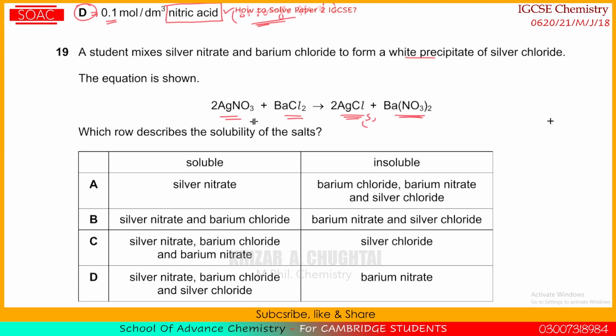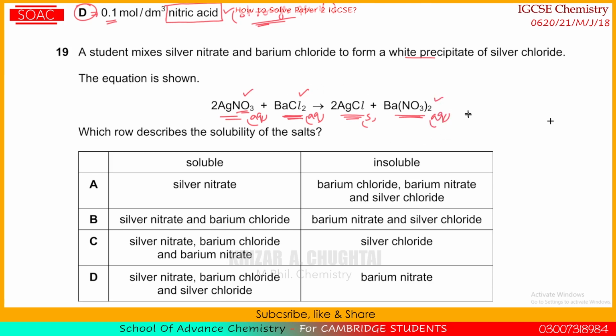First of all, I'm going to mark the state symbols according to their solubility. All nitrates are water soluble, so I'm writing aqueous over here. Barium chloride, all chlorides are water soluble except silver and lead, as far as the IGCSE syllabus is concerned. So I am writing aqueous over here. It is soluble. AgCl is insoluble. Again, barium nitrate: all nitrates are water soluble, so it's soluble.